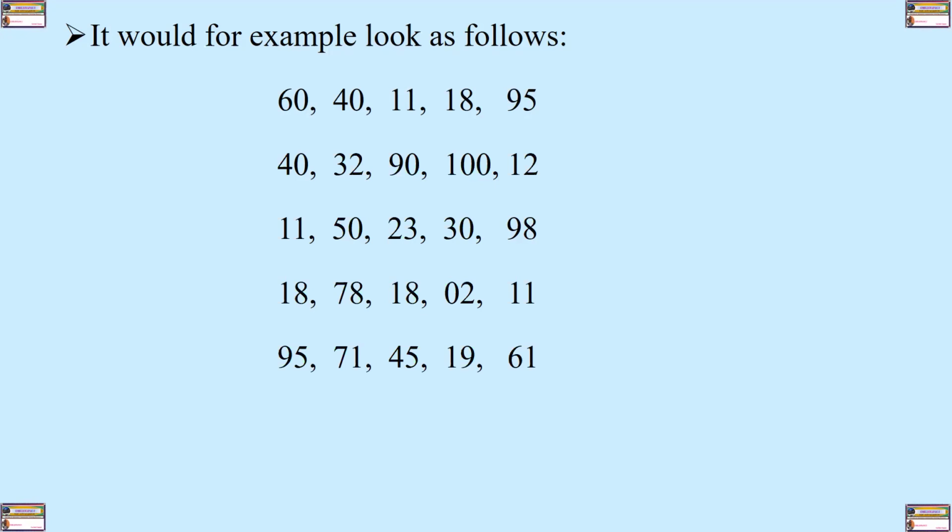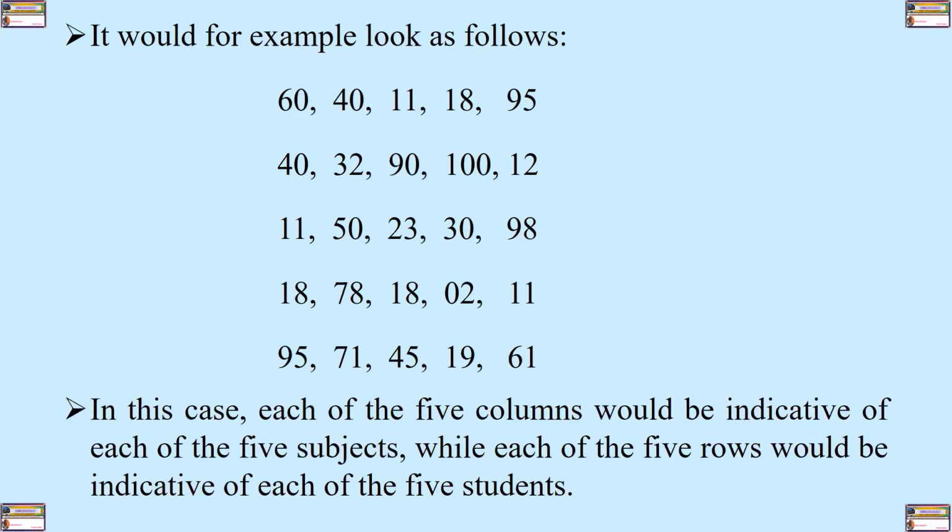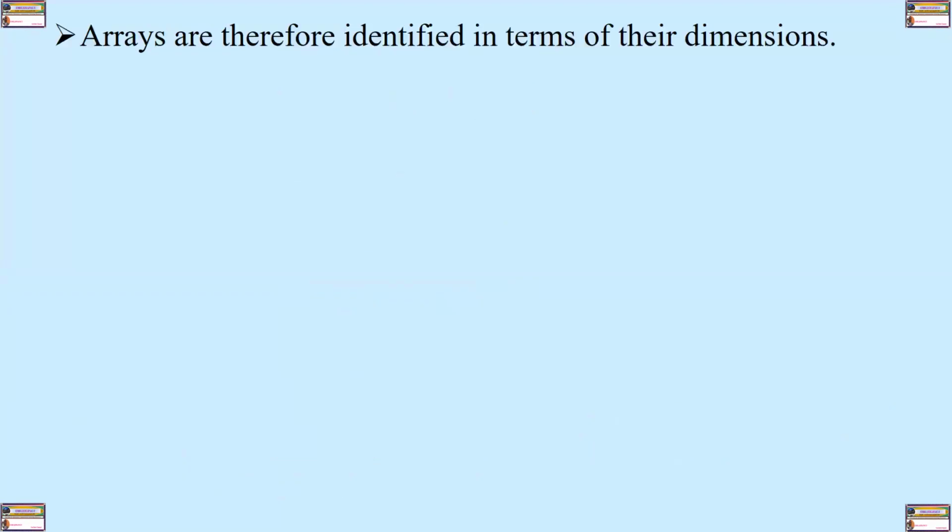However, I still remind you, my dear students and the rest of the learners, that we are not going to include the name of the student. In this case, each of the 5 columns would be indicative, just as I've said, of each of the 5 subjects, while each of the 5 rows would be indicative of each of the 5 students.